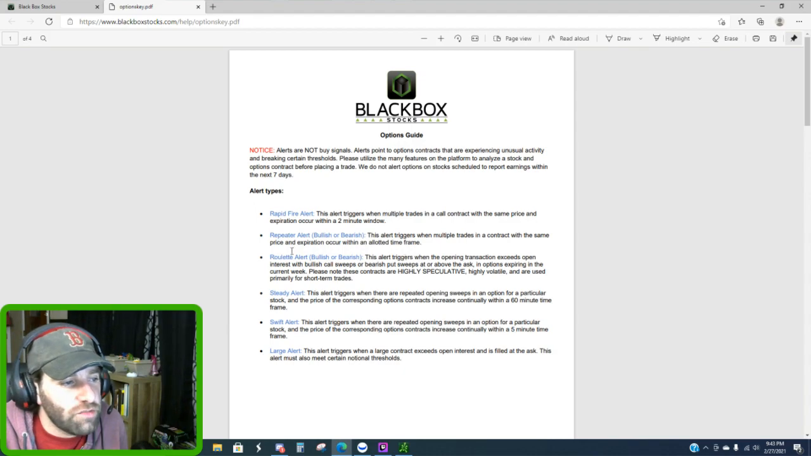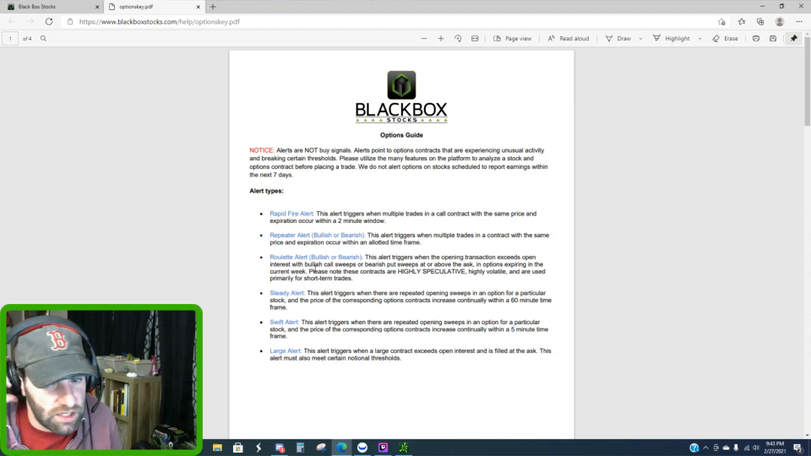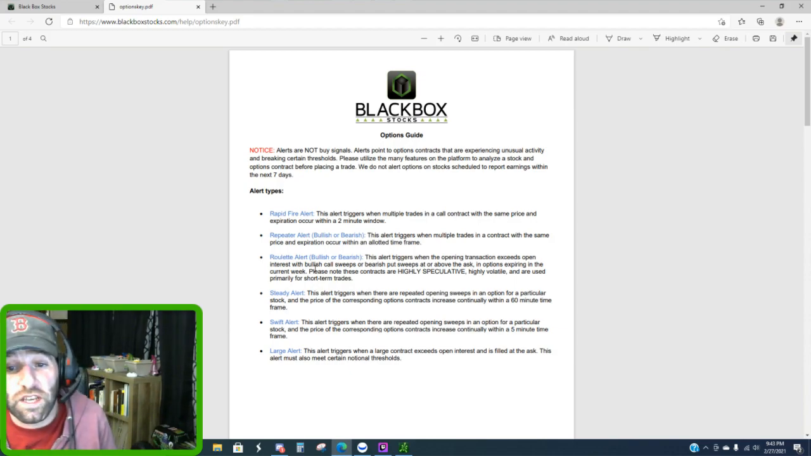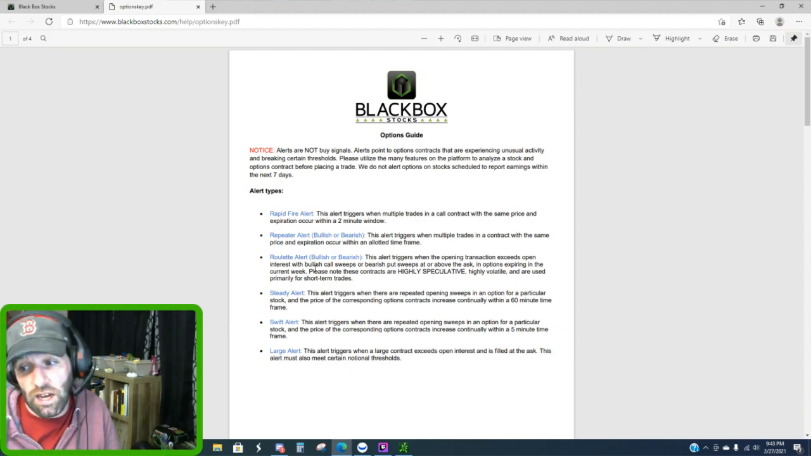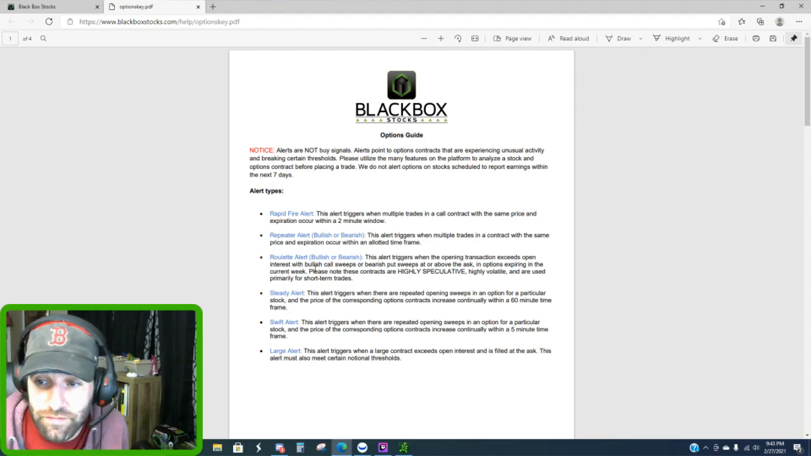And in options expiring in the same week. So when I start, I love scalping Friday weekly options because of these right here. Roulette Bullish, that's money, almost free if you can enter and exit immediately. You got to get out of those margin accounts.